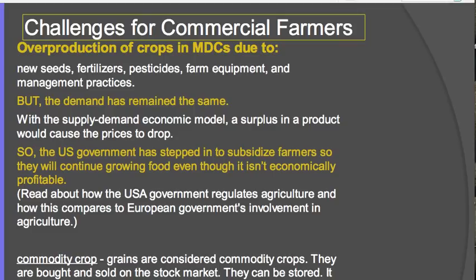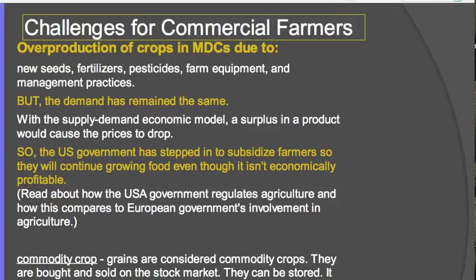petroleum fertilizers made from petroleum products, synthetic fertilizers. We have a lot of access to fertilizers which help crops to grow, and pesticides, taking care of the bugs that are eating the plants.